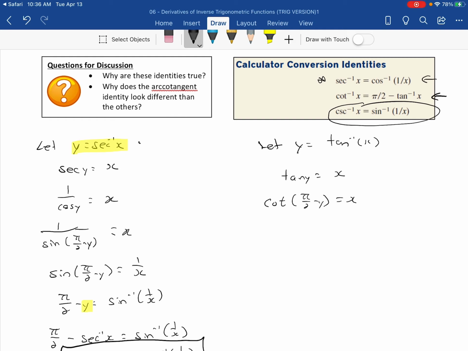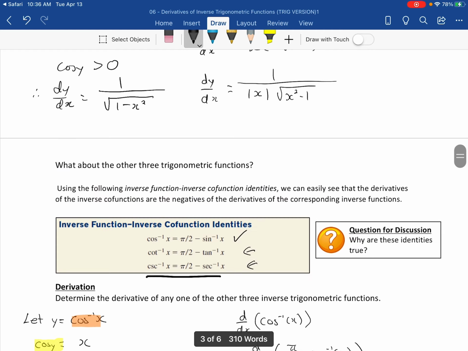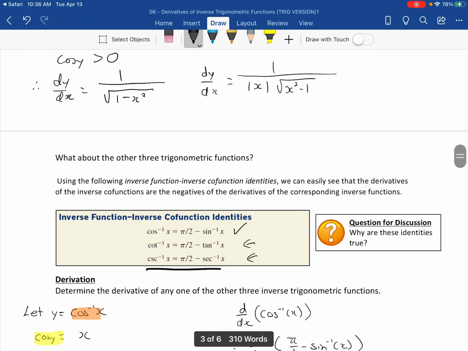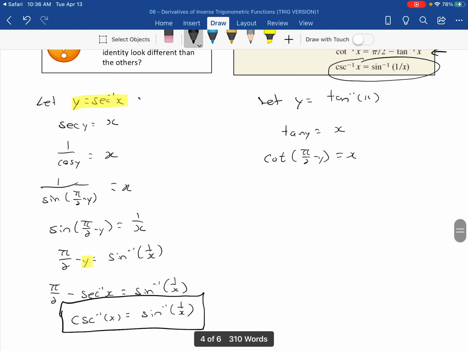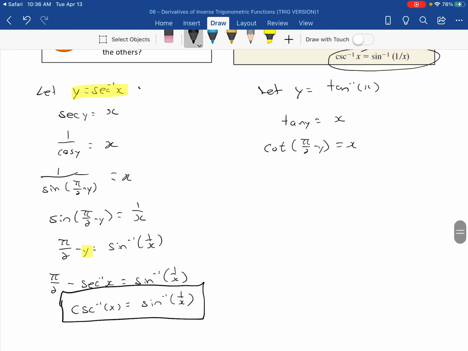And so when you get that one, what you end up with is instead of going back to cotan pi over 2 minus y, you really don't have an easy one to use there. But it doesn't have to be that difficult because tan and cotan are cofunctions of each other. Then you can just move the cotan right over.